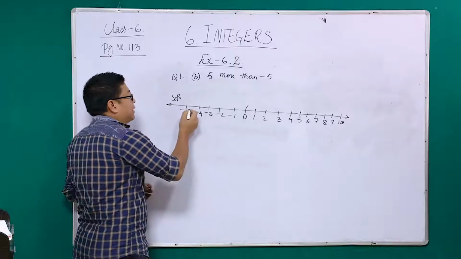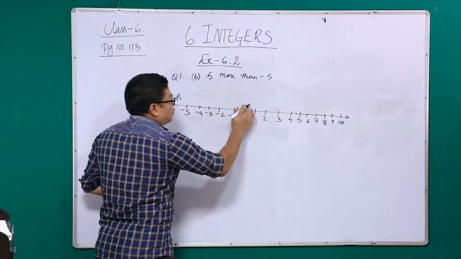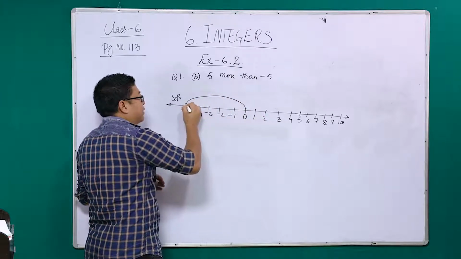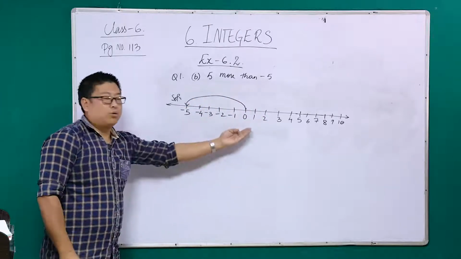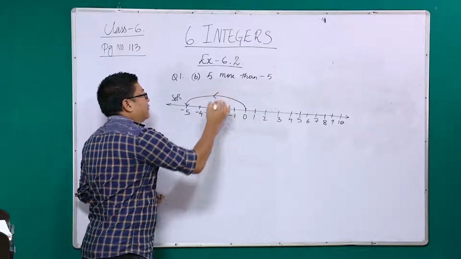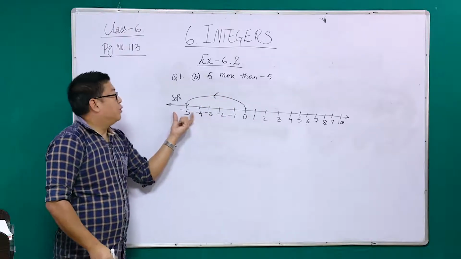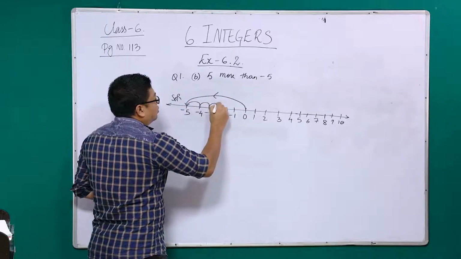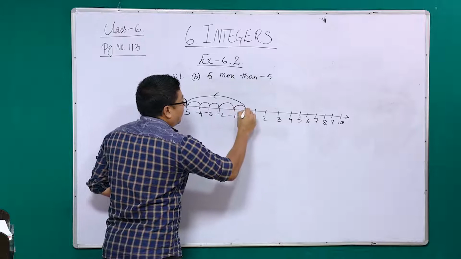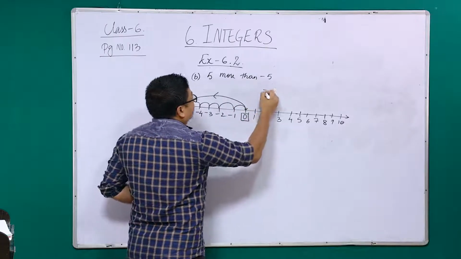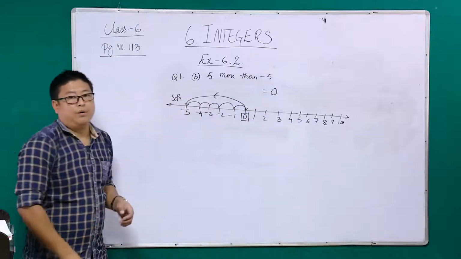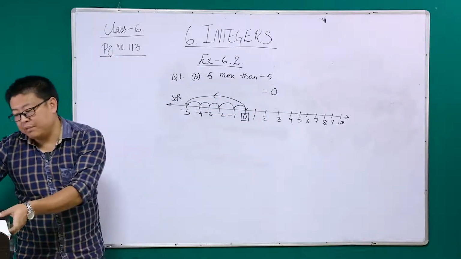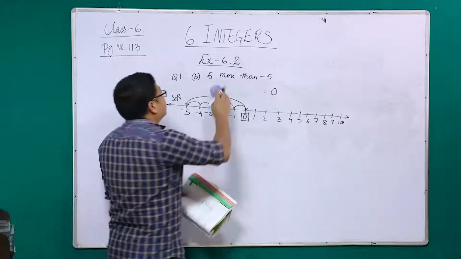Now, 5 more than minus 5. So we will start with the number minus 5. To locate minus 5, we will have to go to the left. That is, minus 5 is here. So 5 more. That means we have to start counting again. 1, 2, 3, 4, and 5. Your answer is 0. So 5 more than minus 5 is 0. Okay?